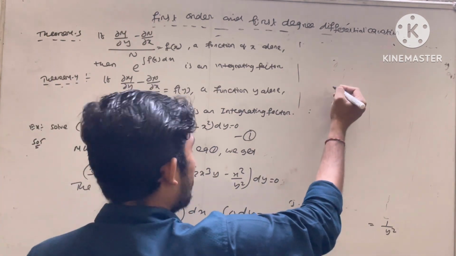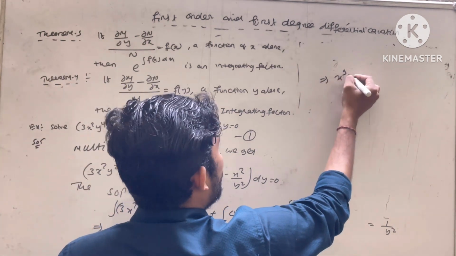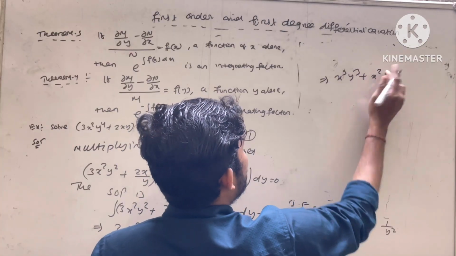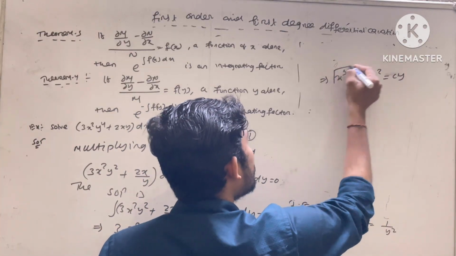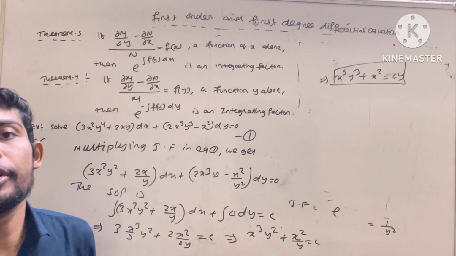So I have to get x cube y cube plus x square is equal to cy. So this is the required solution of the given differential equation.